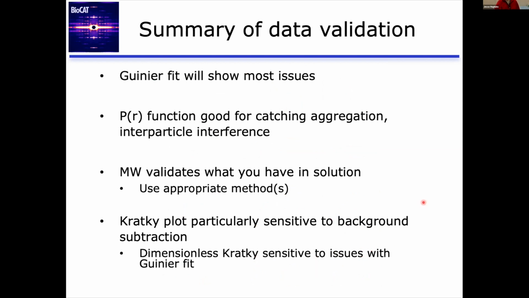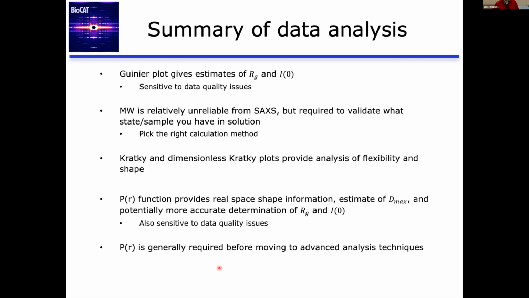Just to summarize then the data validation, the Guinier fit will show most of the issues. P of R function will help you catch aggregation and interparticle interference. Molecular weight is used to validate what you have in solution. You want to pick the appropriate method for your system. The Kratky plot is sensitive to background subtraction. Dimensionless Kratky is sensitive to Guinier fit. Usually we don't use it as a validation technique. But if you see something weird there, it may be telling you about one of these things.